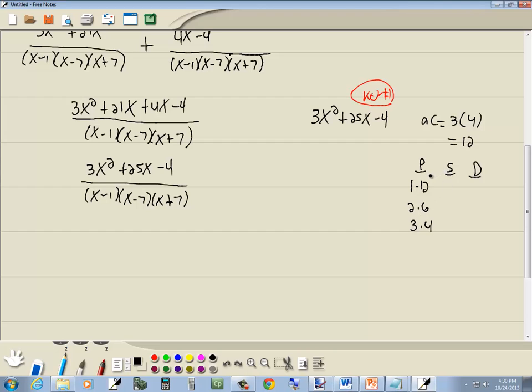The sum column, S for sum, we add these together. 1 plus 12 is 13, 2 plus 6 is 8, 3 plus 4 is 7. The difference column, D for difference, we subtract smaller from larger. 12 minus 1 is 11, 6 minus 2 is 4, 4 minus 3 is 1. Now the number we're looking for is the number in our middle term, which is 25, which we don't see anywhere, which means it can't factor. And our answer is this right here: 3x squared plus 25x minus 4 all over x minus 1, x minus 7, x plus 7.